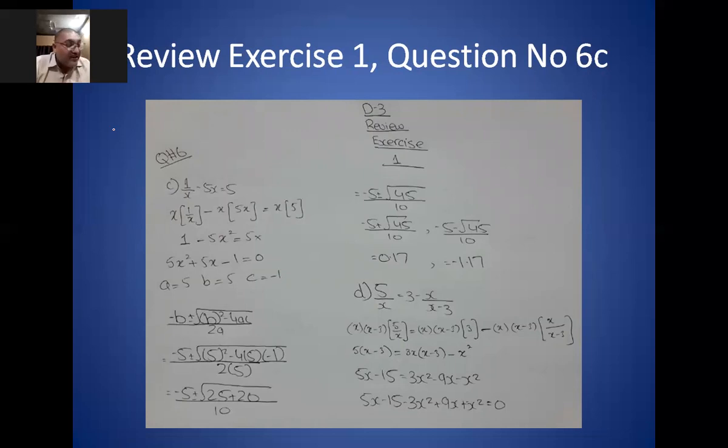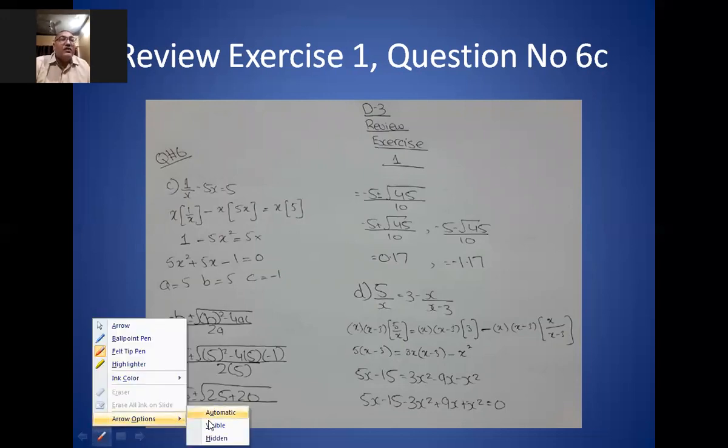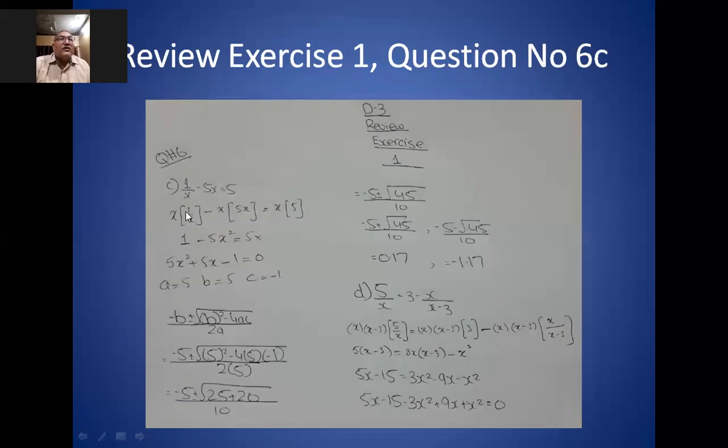The question is 1 by x minus 5x equals 5. Here you see that there are 3 terms in this equation, so we cannot cross multiply here. So I will check the denominators. There is a single denominator here, and that denominator is x.